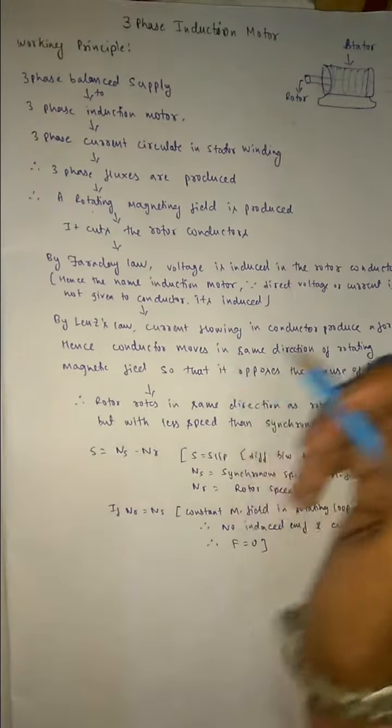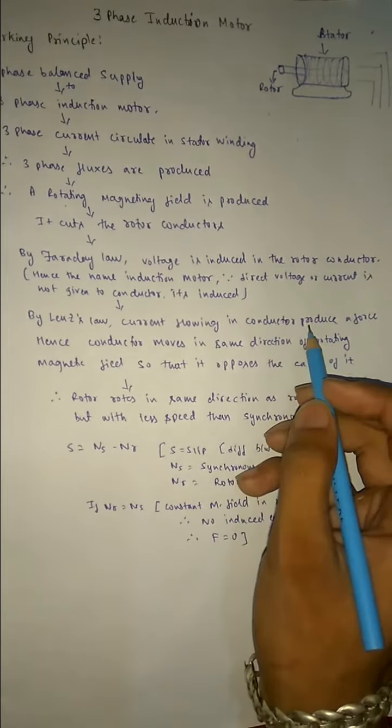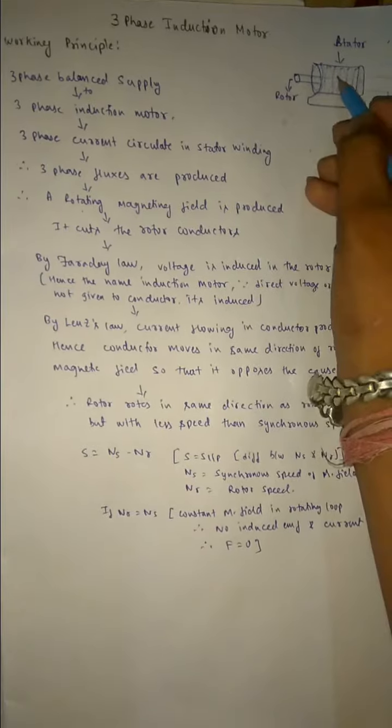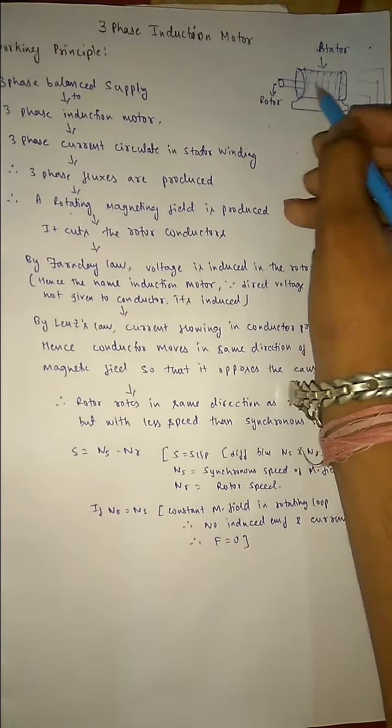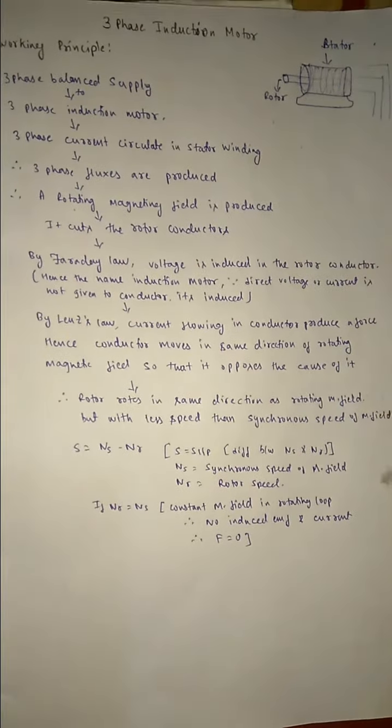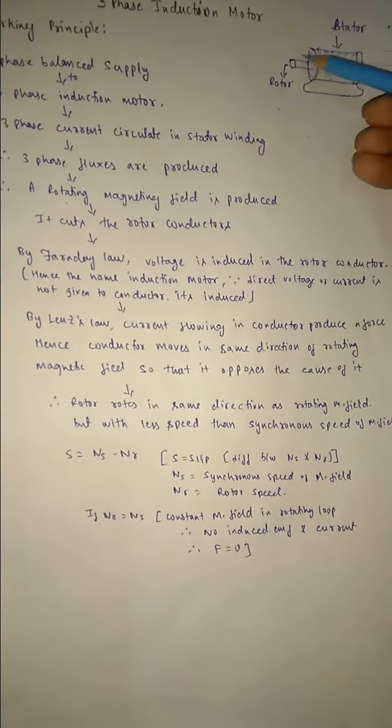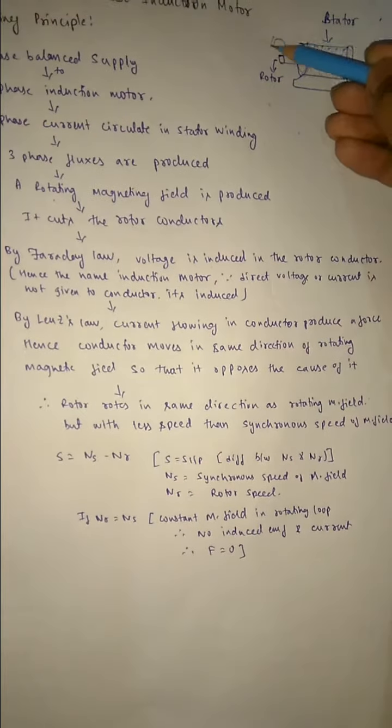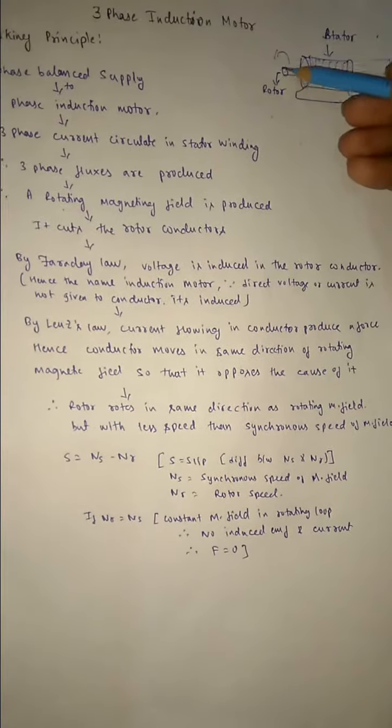Now as we know, the cause of this is the rotating magnetic field. So by Lenz's law, we know the current flowing in the conductor produces a force. Now a current is flowing through this rotor conductor. Now it will feel some force. Because of the force, it will tend to move. Now the shaft is moving.